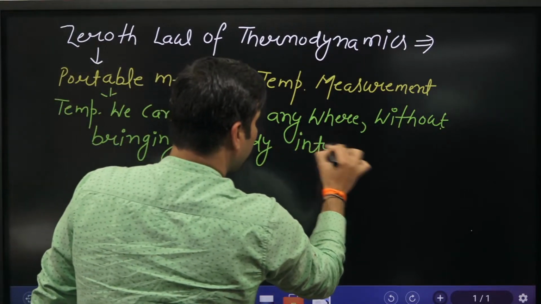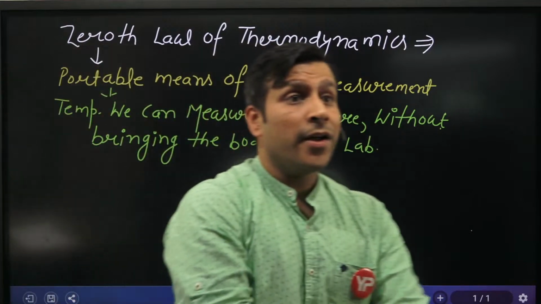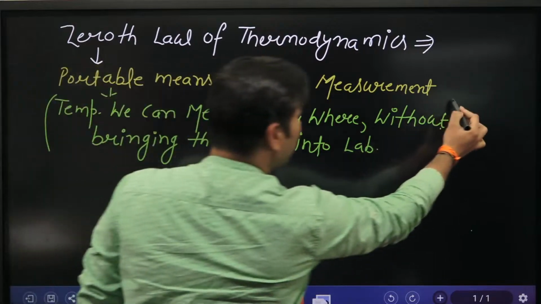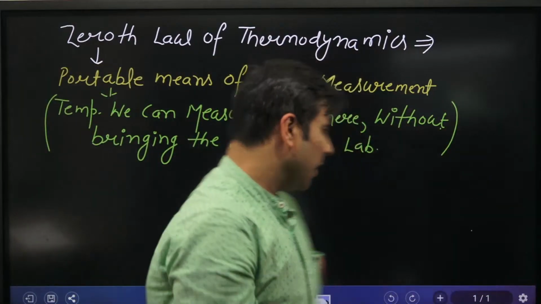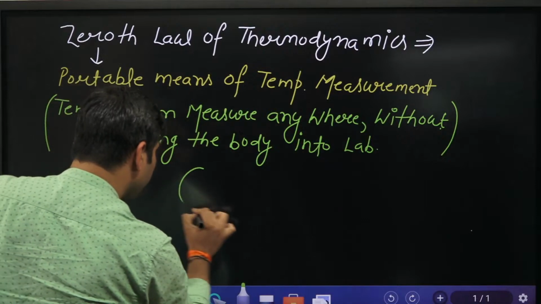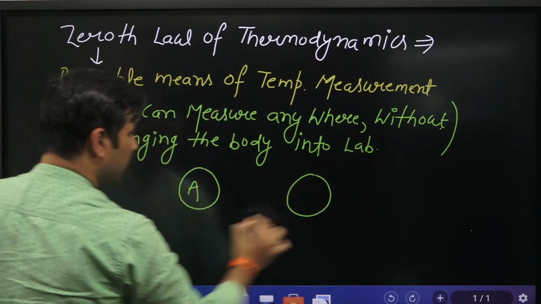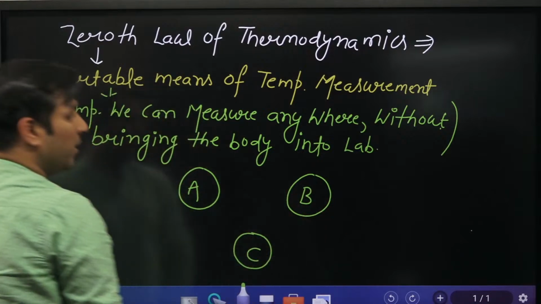Okay, into the lab. So this is given by this. So now you can say how we are actually measuring the temperature without bringing the body into the lab. Then you can mention that, okay, sir, if we are having three bodies, like this, suppose this is body A, this is body B, and this is body C. So we are having three bodies.